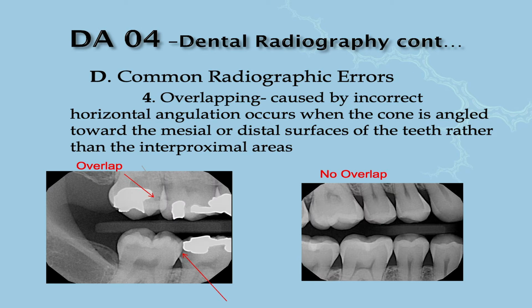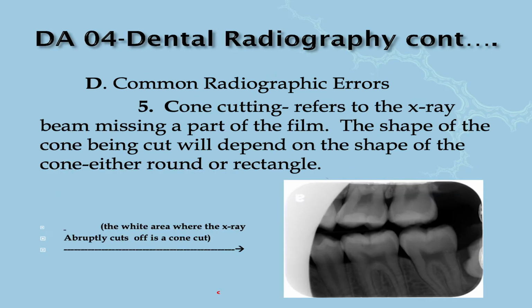Overlapping is caused by incorrect horizontal angulation. This occurs when the cone is angled toward the mesial or distal surfaces of the tooth, rather than at the interproximal areas. Cone cutting refers to the x-ray beam missing a part of the film, and the shape of the cone being cut will depend on the shape of the cone itself, whether it is a round or a rectangular cone head.